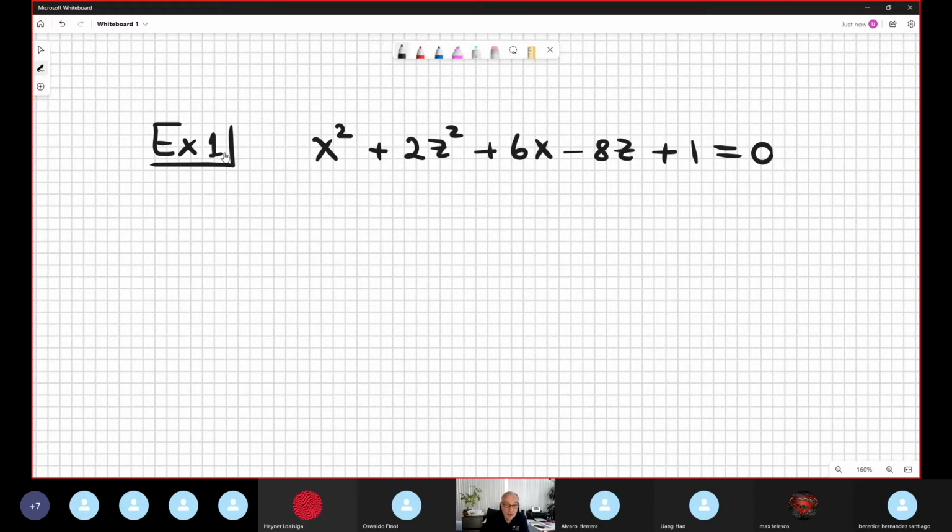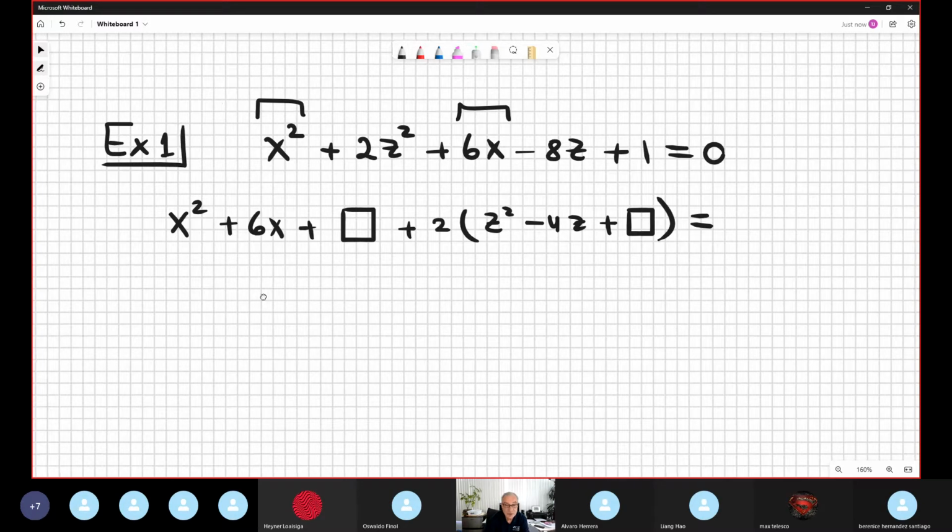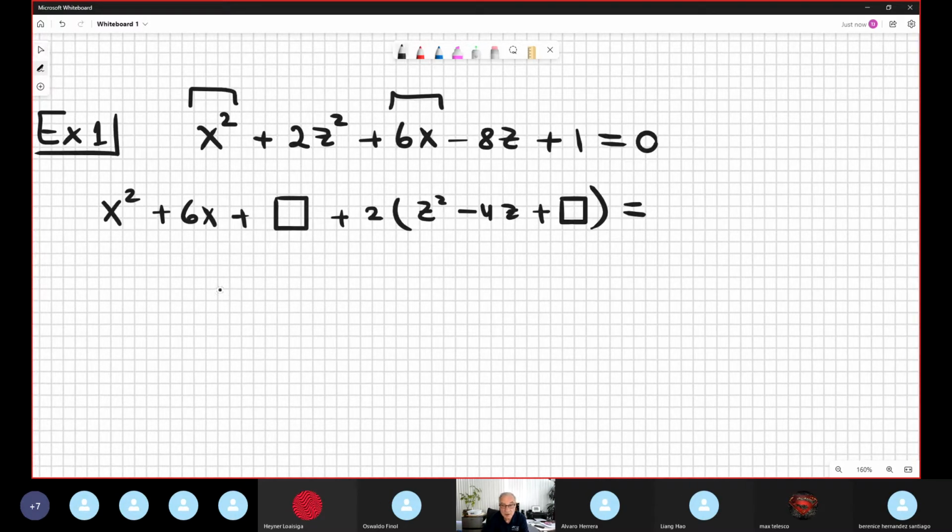I put it complete square. I put x squared plus 6x, I put the x separately, plus a box to complete the square. Plus 2 z squared, I factor out 2, the greatest common factor, minus 4z plus another box, equal. In the right hand side, we have minus 1 plus 2 boxes.